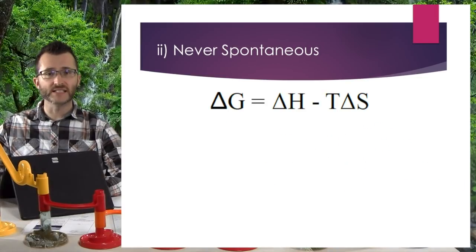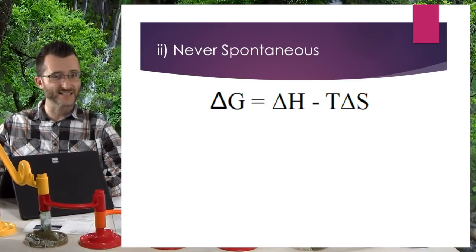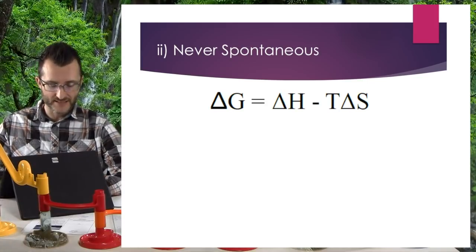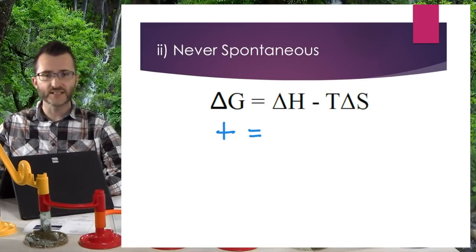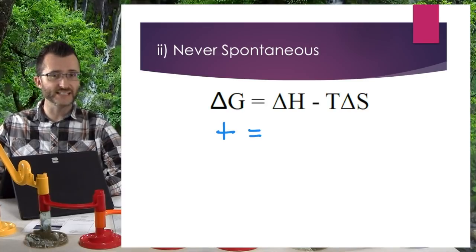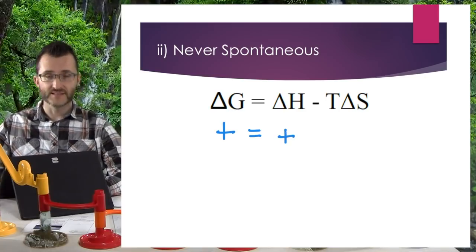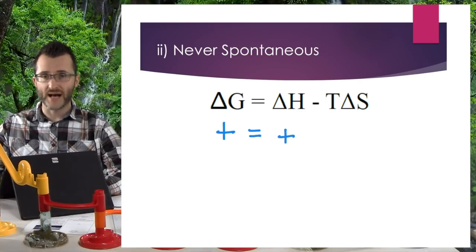Next, we're going to talk about conditions under which a reaction is never spontaneous. So never spontaneous, non-spontaneous, what I like to call non-spon, that means delta G will actually be positive, not negative. So we're thinking of conditions under which delta H and delta S will lead delta G to be positive. So clearly a positive delta H is going to lead to a positive delta G.